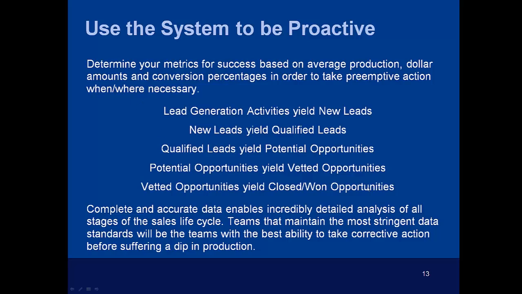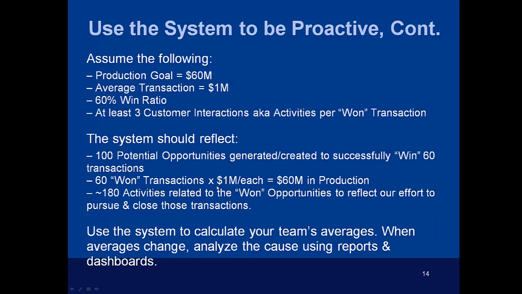So if we're trying to affect a certain amount of closed opportunities, we can take action on any one of these other conversion points if we see that we're coming in a little below average. And here's a real life example, and for the sake of argument, we'll ignore the activities. Let's say your production goal is 60 million. Let's say that your average transaction is 1 million, and let's say that of every 10 potential deals to come through your door, you're winning 6 of those, a 60% win ratio.